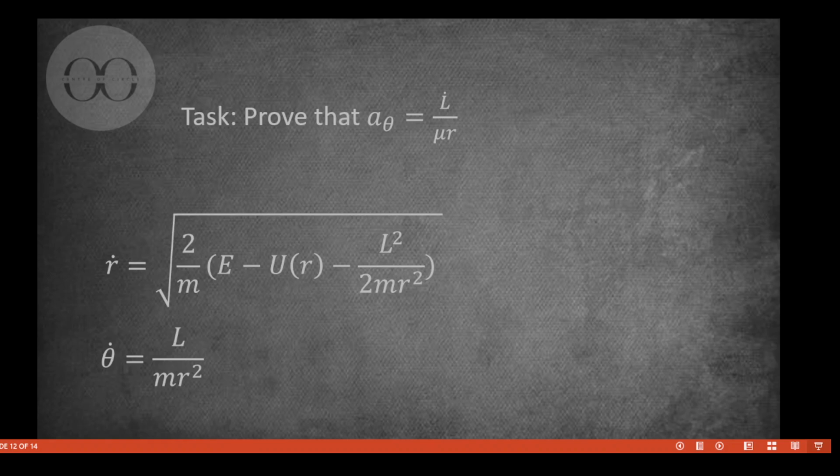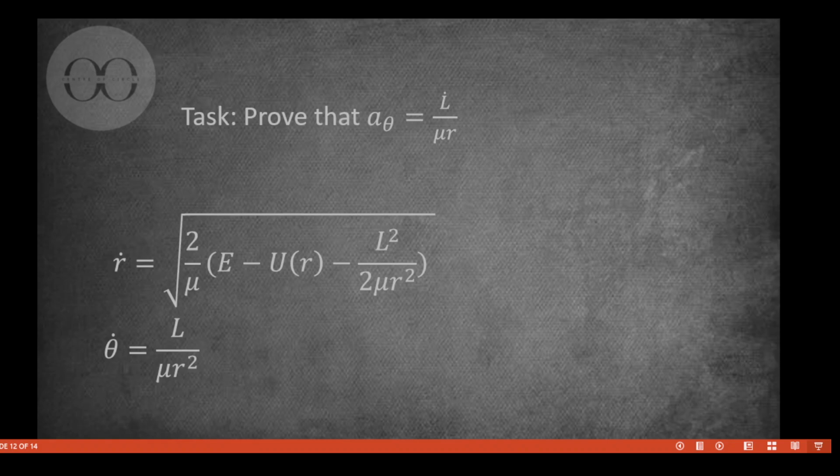So let's correct our mistake. As you can see now, it is corrected. So r dot equals something and theta dot equals something. So what does that mean? And where has it come from?